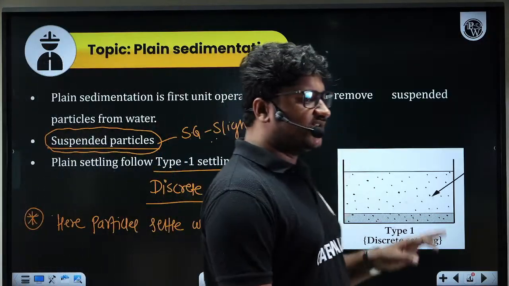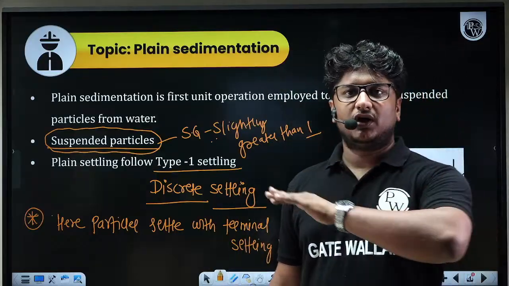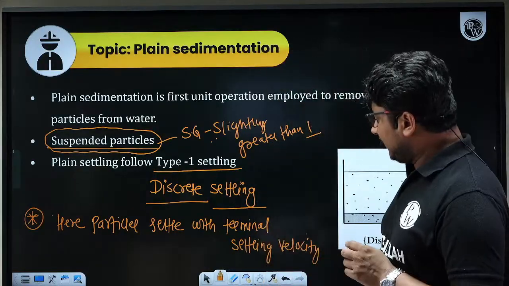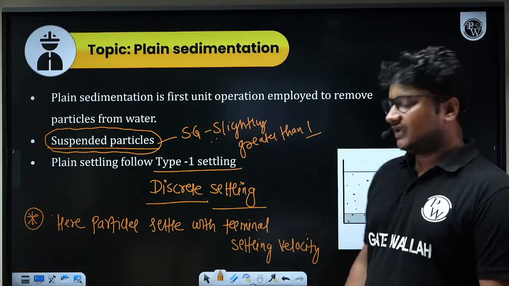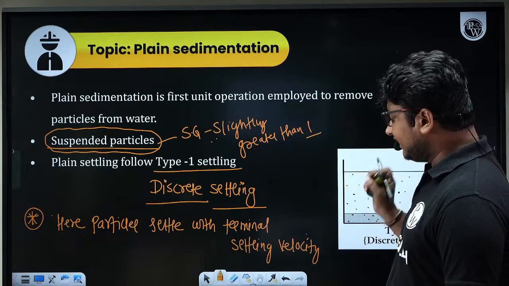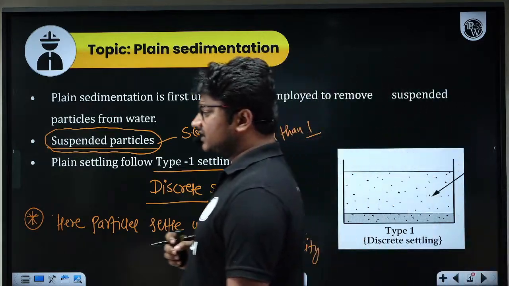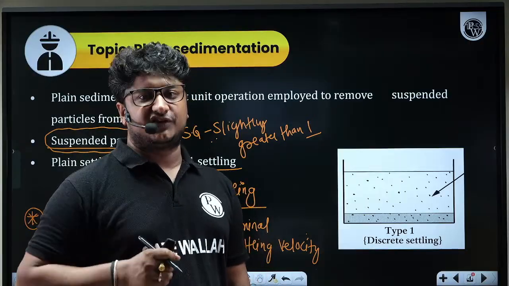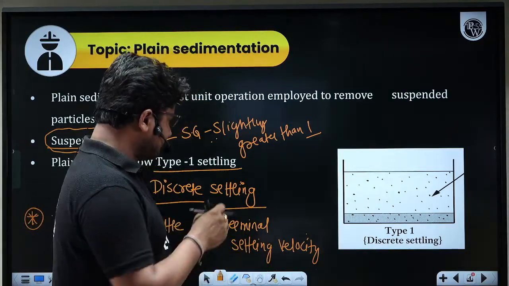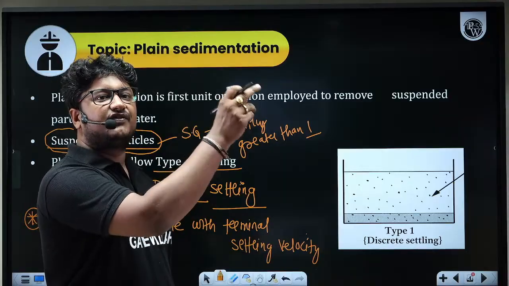So this was just an introduction for all of you so that you all come to the same level. Here the particles settle with a terminal settling velocity. Now this terminal velocity is a term actually from the fluid mechanics chapter on boundary layer theory. This term is actually associated with fluid mechanics.